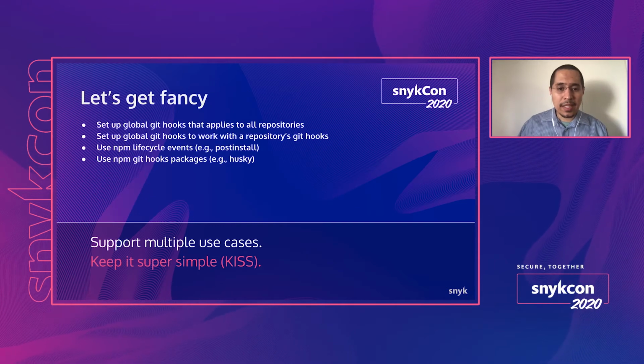So you can get pretty fancy. You can leverage global Git hooks to apply to all repositories. You can coordinate local and global Git hooks. Local Git hooks are those that are just specific to our repository, for example, the script we just reviewed. You can leverage NPM lifecycle events, such as post install, to make sure the Git hooks are properly configured. You can leverage an NPM package like Husky that adds Git hook functionality into your NPM package.